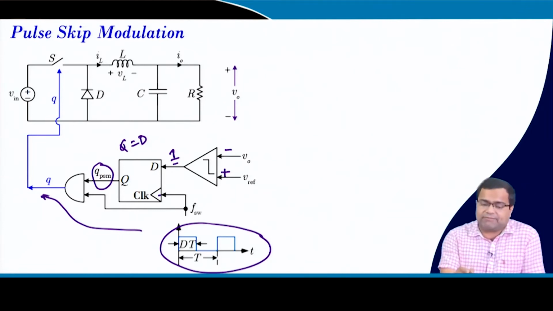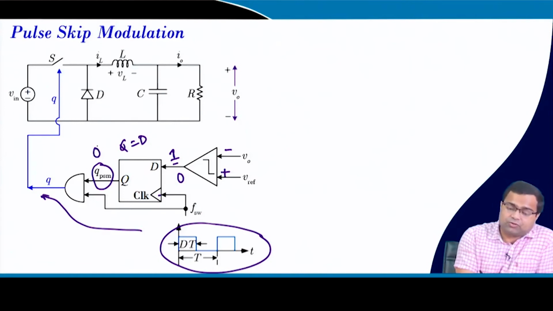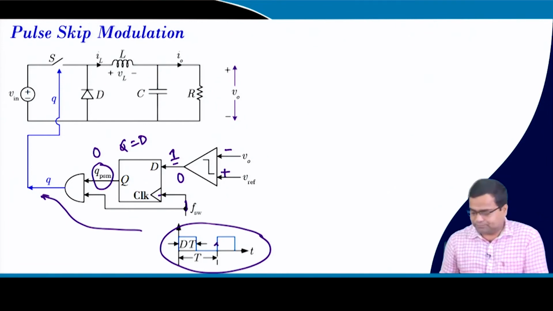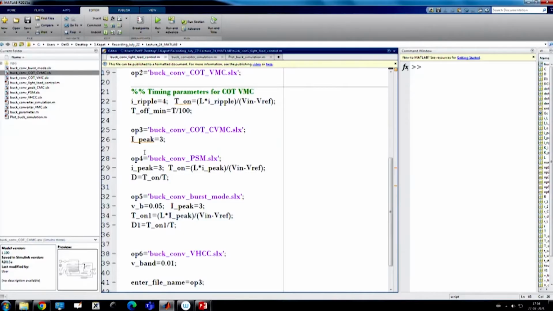But suppose the output voltage is higher than the reference voltage, this will become 0. If this becomes 0, this Q PSM 0 will be set at the rising edge of this PWM clock, and when it is 0, it will simply skip. Okay? So, this is a pulse skipping operation, and we want to see this pulse skipping operation using our MATLAB simulation.